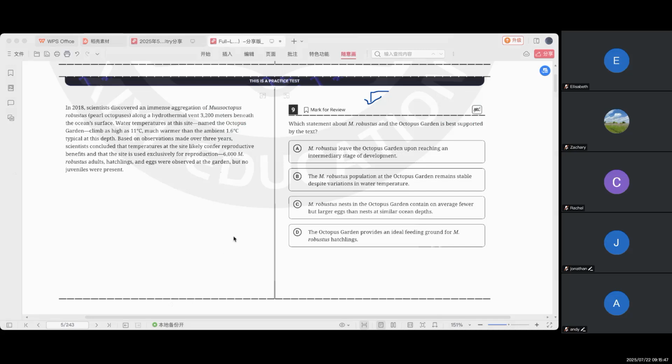Yeah, this one is a relatively tricky question, so you probably want to use the exclusion method to solve it.